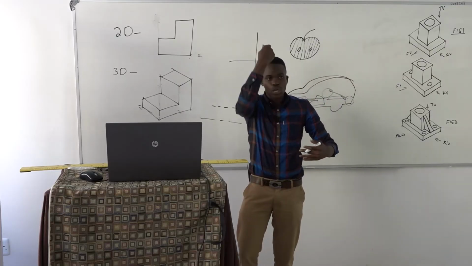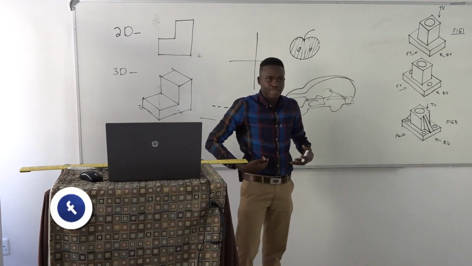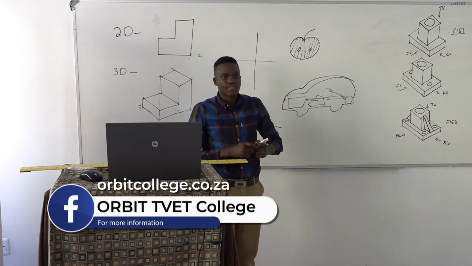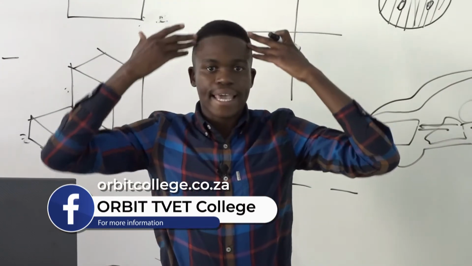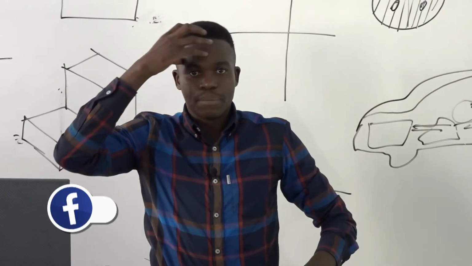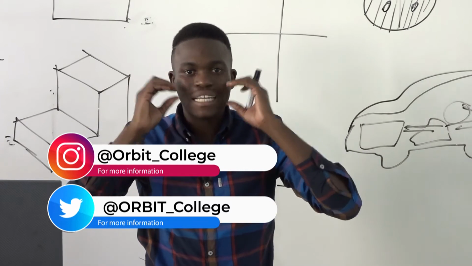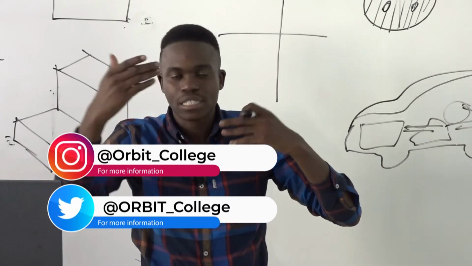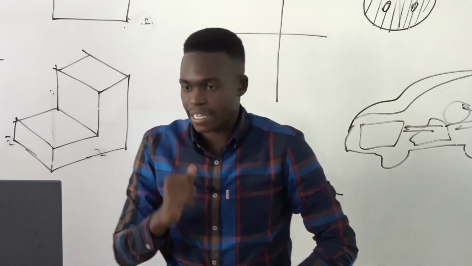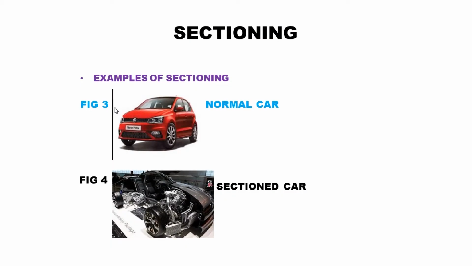Sectioning means to cut and see the hidden feature. Even if I were to cut myself, I would cut maybe there, and I would see the brain and the eyes, the nerves. It applies to anything which you cannot see when it has not been cut. So in this case, on my screen, I have a normal vehicle in figure three. In figure four, I have a sectioned car which has been cut in half. That's called sectioning.